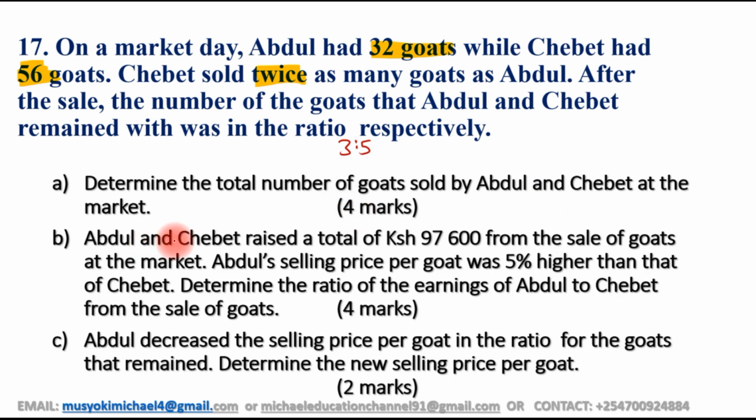Then part B: Abdul and Chebet raised a total of 97,600 shillings from the sales of goats at the market. Abdul's selling price per goat was 5% higher than that of Chebet. Determine the ratio of the earnings of Abdul to Chebet from the sales of goats. And part C of the question: Abdul decreased the selling price per goat in the ratio 19:21 for the goats that remained. Determine the new selling price per goat.